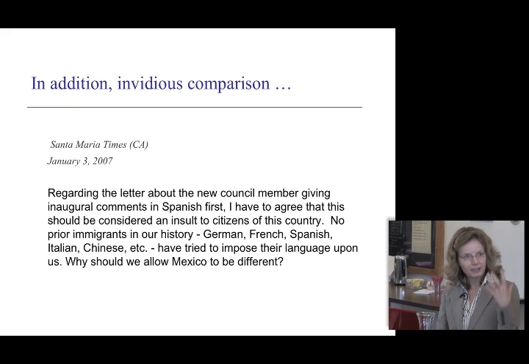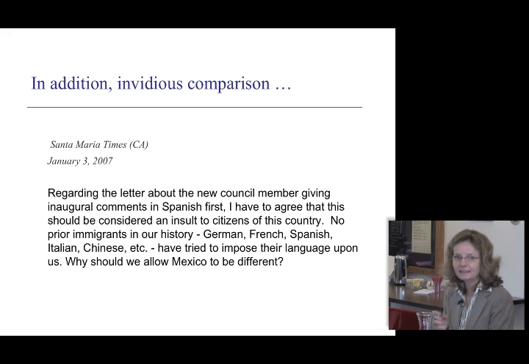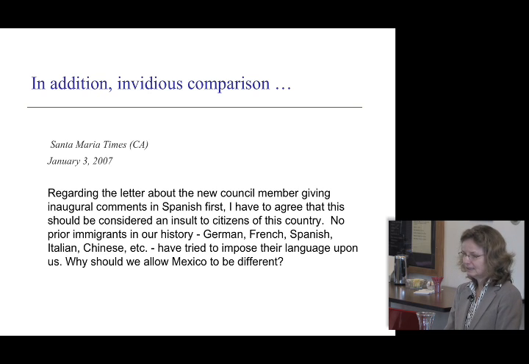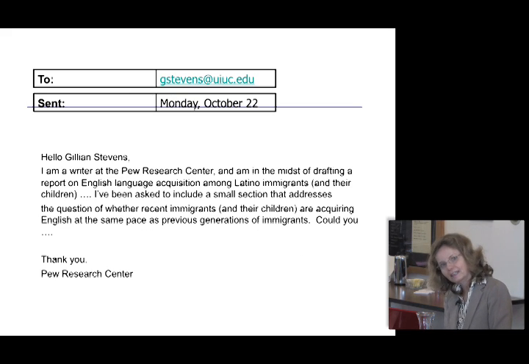Along with this reemergence of all these attitudes towards immigrants and the learning of English, there has been, I think, something a little bit new. There's been this invidious comparison between the old immigrants, the European immigrants, and the Asian and the Spanish language immigrants. And the argument is, well, of course, the contemporary immigrants are imposing their language on us. They're making us provide voting materials in Spanish or whatever. And they're not learning English as quickly as the old immigrants.